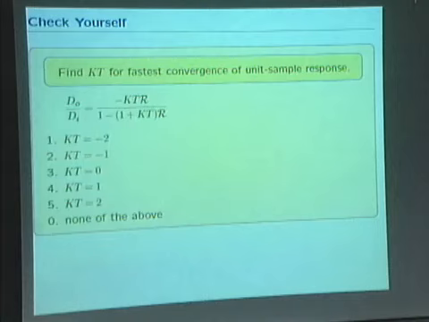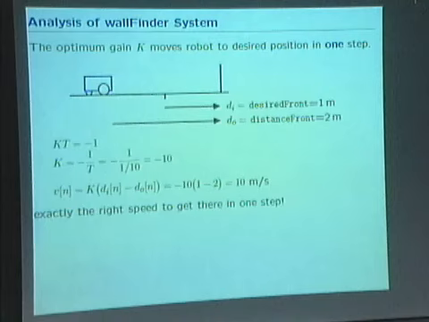So the answer is -1. Right? -1 puts you at a pole of 0. Okay, so here's how to think about it physically. If I choose k correctly, since kt was -1, that means k is going to be -10. That's going to be commanding exactly the right speed so that the robot, after 1/10 of a second, let's say, gets you exactly to the right position.